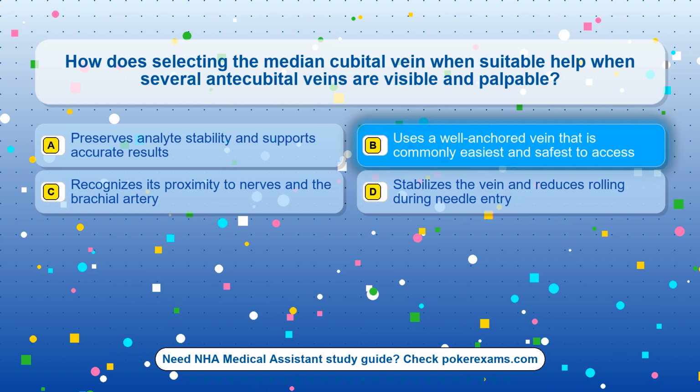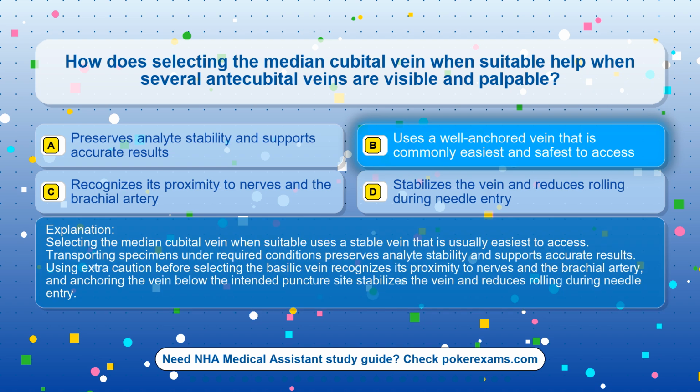The correct answer is option B. Uses a well-anchored vein that is commonly easiest and safest to access. Selecting the median cubital vein when suitable uses a stable vein that is usually easiest to access. Transporting specimens under required conditions preserves analyte stability and supports accurate results. Using extra caution before selecting the basilic vein recognizes its proximity to nerves and the brachial artery, and anchoring the vein below the intended puncture site stabilizes the vein and reduces rolling during needle entry.